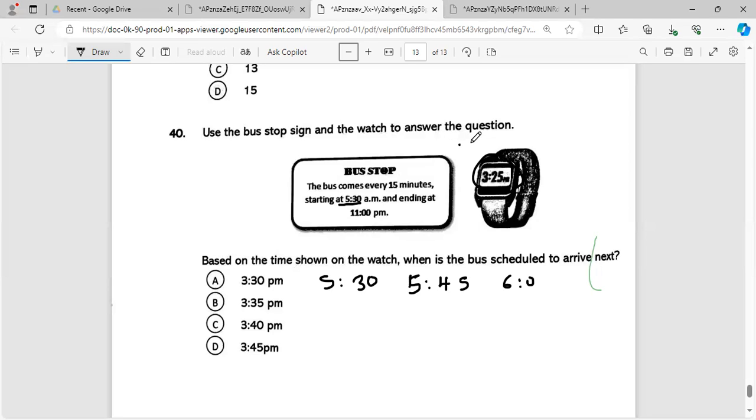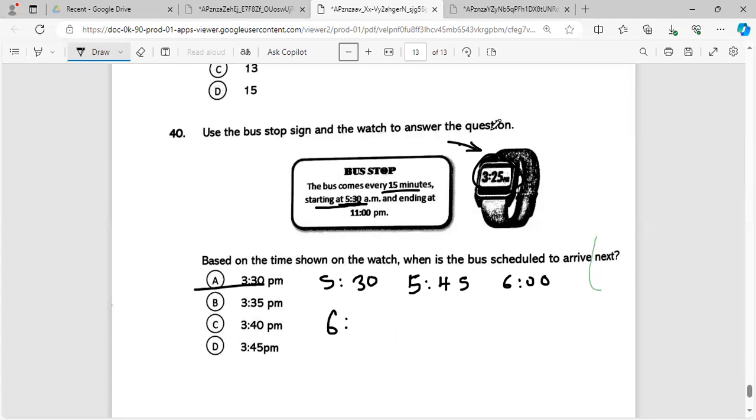Hold on, guys. The question did not say it's 50 minutes from the watch. It said the bus comes every 15 minutes. The starting time, 5:30. So the first bus will come 5:30. Next one, 5:45. The next one, 6 o'clock. Then 6:15, 6:30, 6:45, 7 o'clock, 7:15, 7:30. Sir, the answer is A. I agree. It's A, man, it's A.